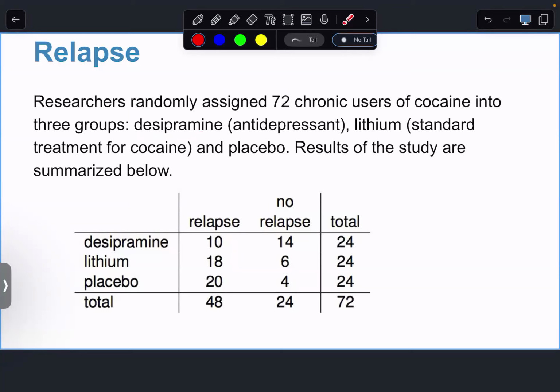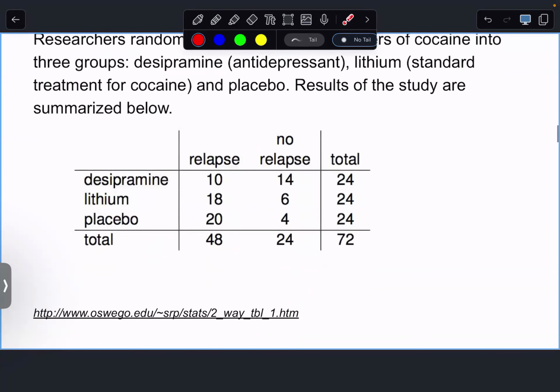Researchers randomly assigned 72 chronic users of cocaine into 3 groups. So desipramine, which is an antidepressant, lithium, which is the standard treatment for cocaine, and a placebo. And the results of the study are shown below in this contingency table.